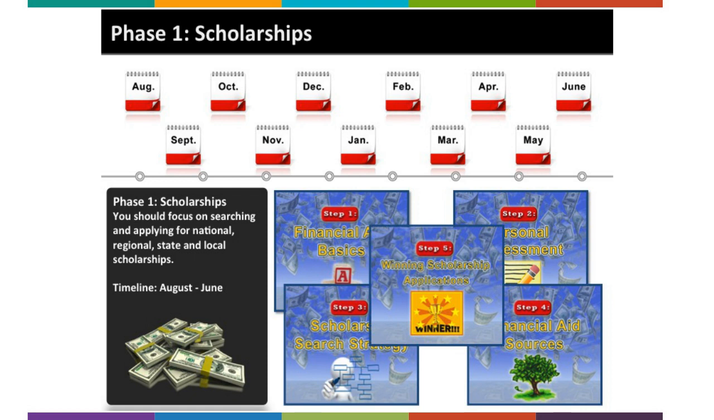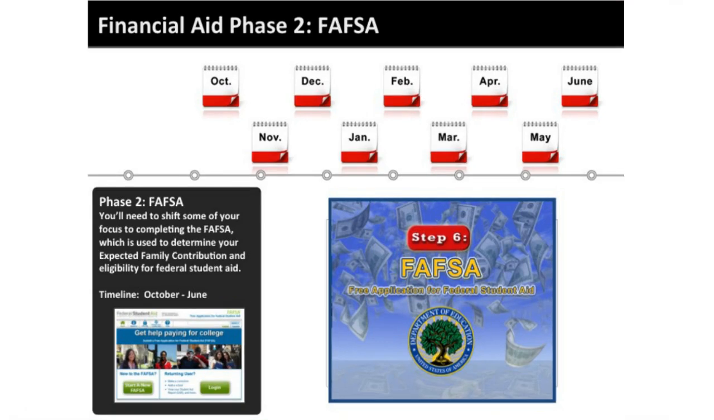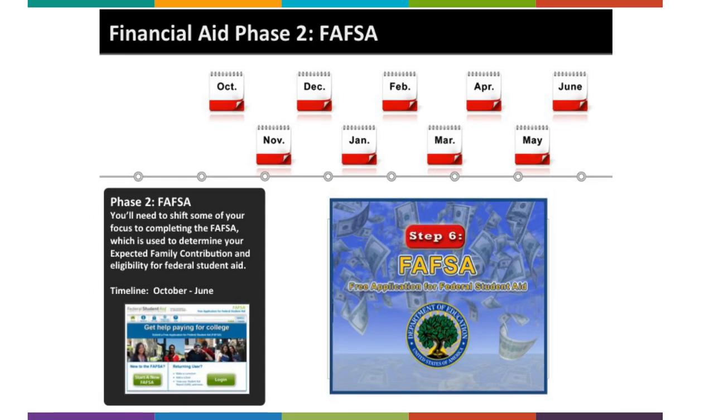After completing Phase 1, we'll start Phase 2, the FASW. In Phase 2, the FASW, you'll need to shift some of your focus to applying for federal student aid, state-sponsored financial aid, and school-sponsored financial aid by completing the free application for federal student aid, also called the FASW, along with other forms if necessary.